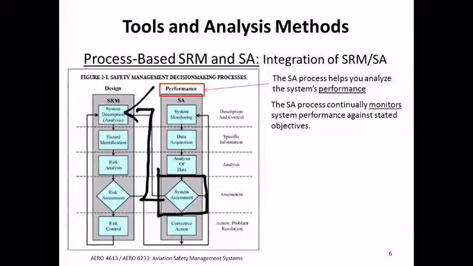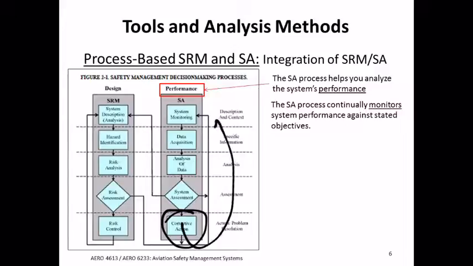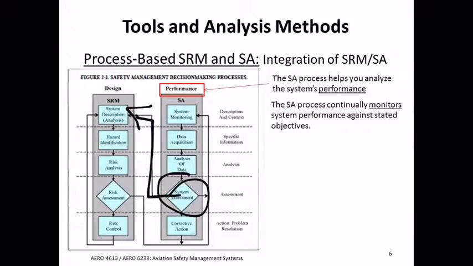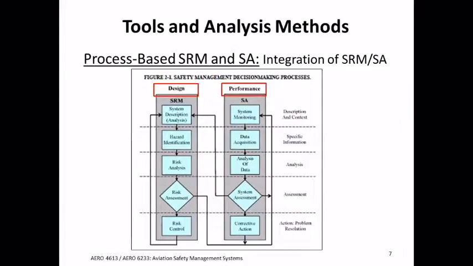That new hazard then goes to the SRM component for analysis. So let me summarize that real quick. Old hazards that aren't working, they go to corrective action and continue in the SA component. That's old hazards that aren't working. We determine there are new hazards. New hazards go back to SRM for analysis. So, safety risk management is to evaluate system design. Safety assurance is to monitor system performance.